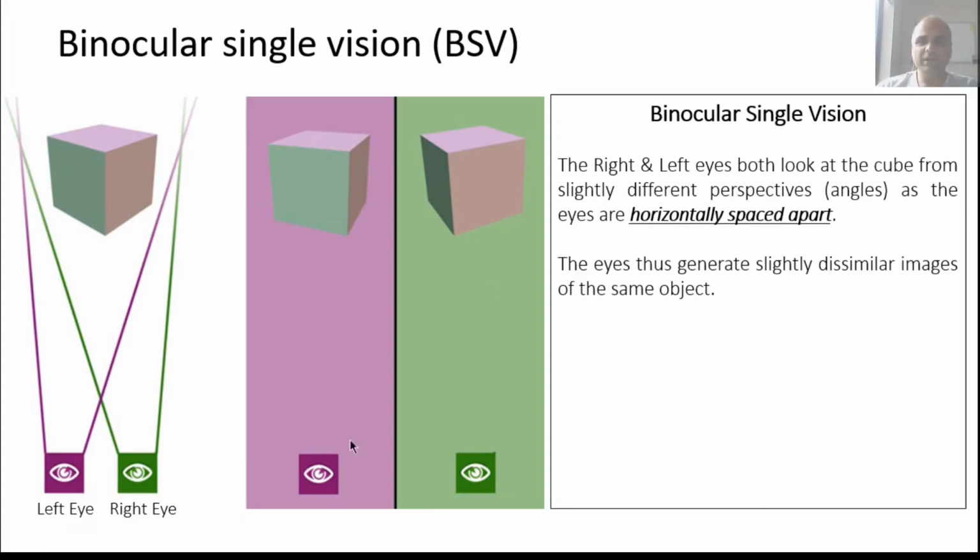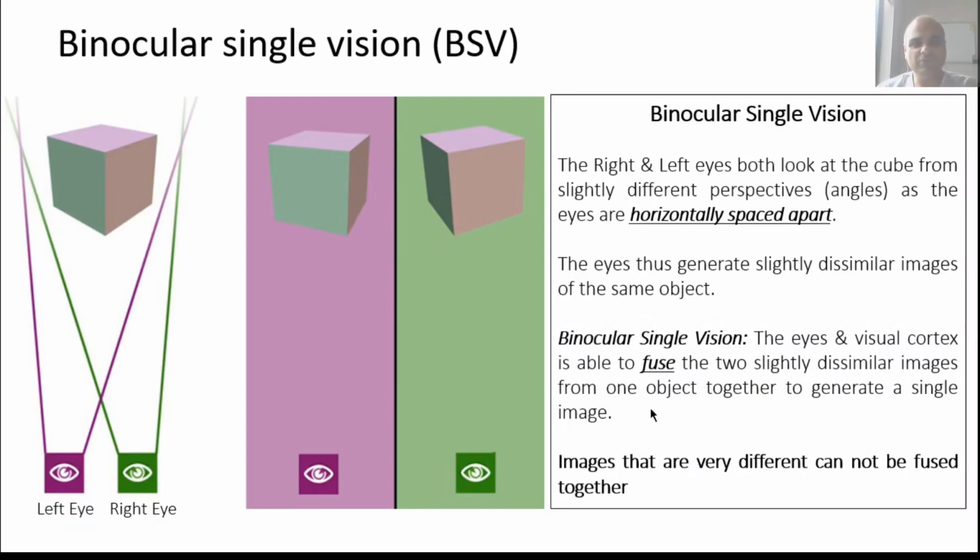So what is happening is you have two eyes and they look at the same object from slightly different perspectives. So both eyes are getting slightly dissimilar images of the same object, and then your visual system can fuse these two images together to come up with one image. And this is called binocular single vision. The biggest caveat here is that the images have to be very similar to one another, only slightly dissimilar. If they are very different images, then the process of fusion fails. The visual system will not be able to fuse the two images.